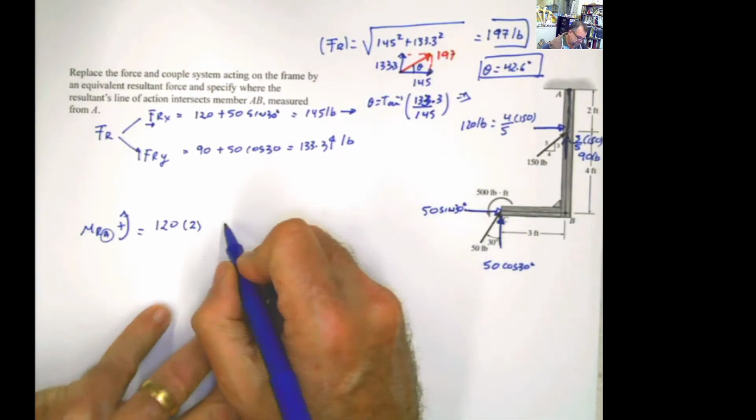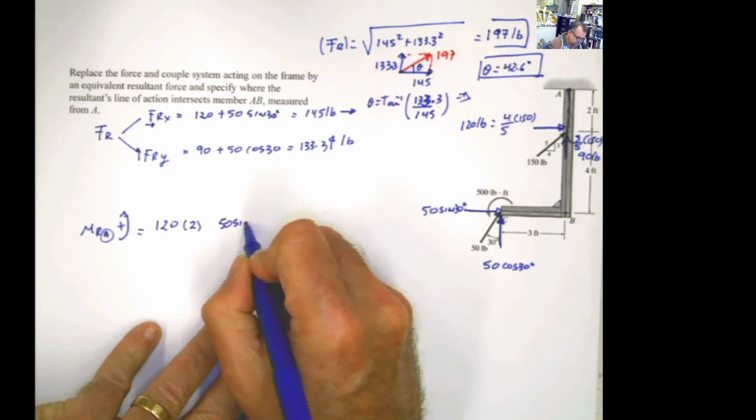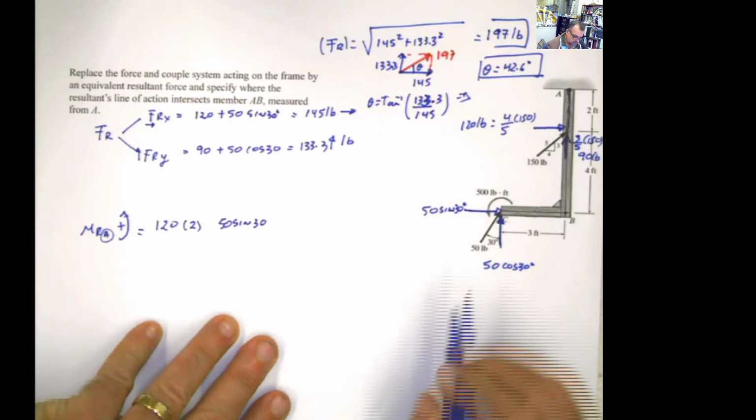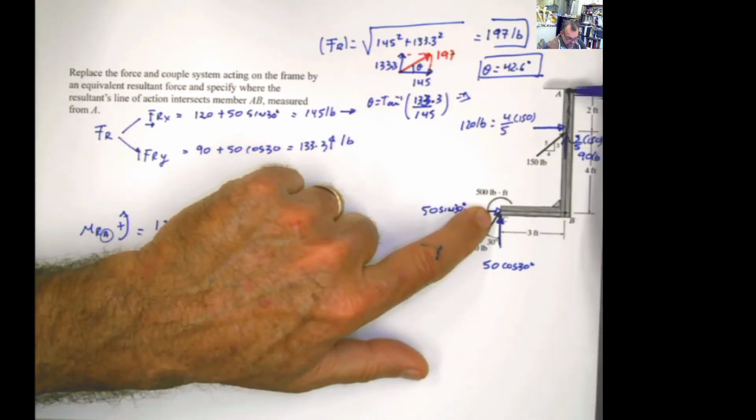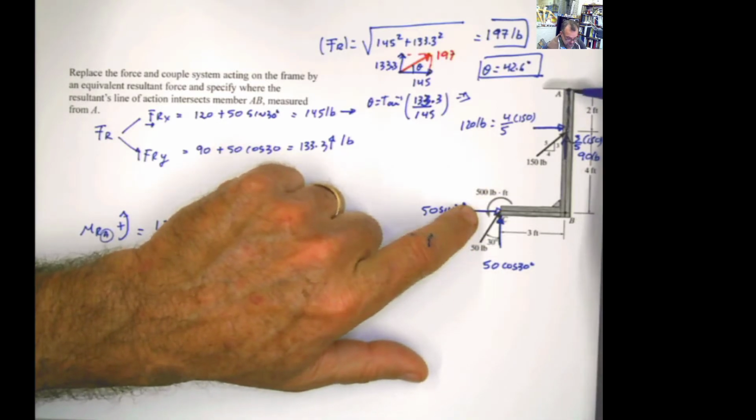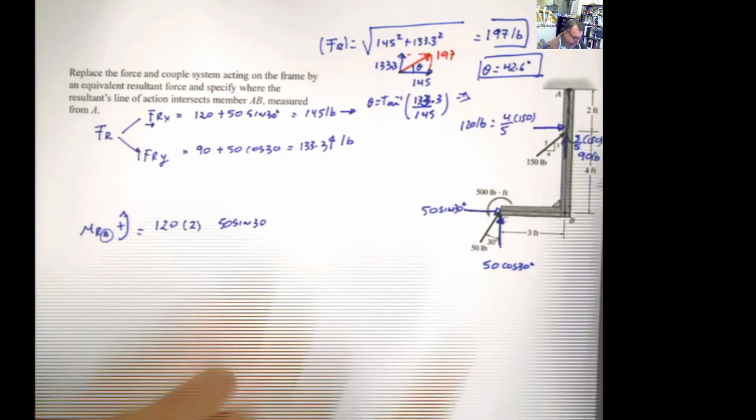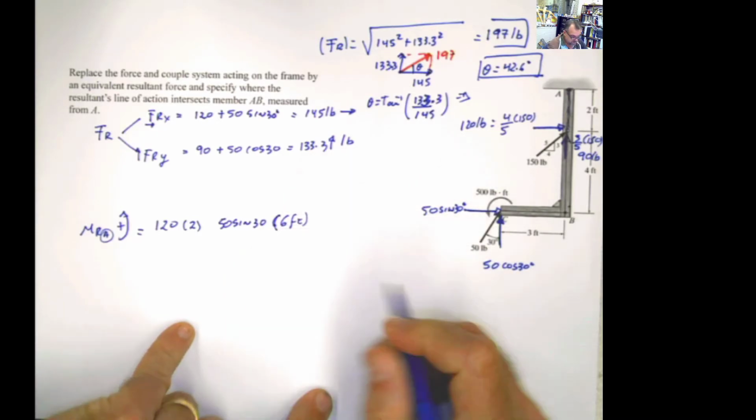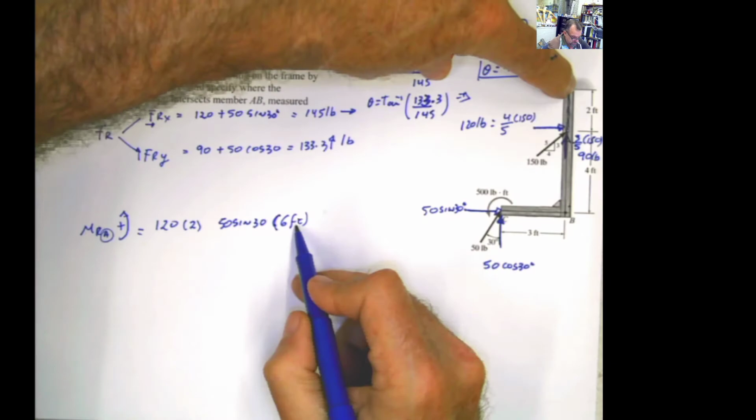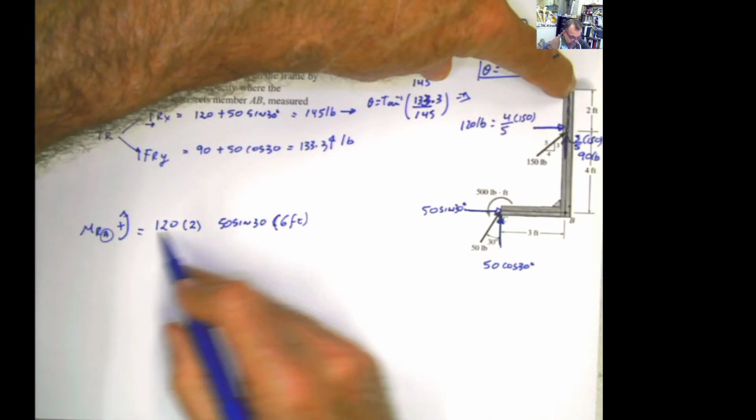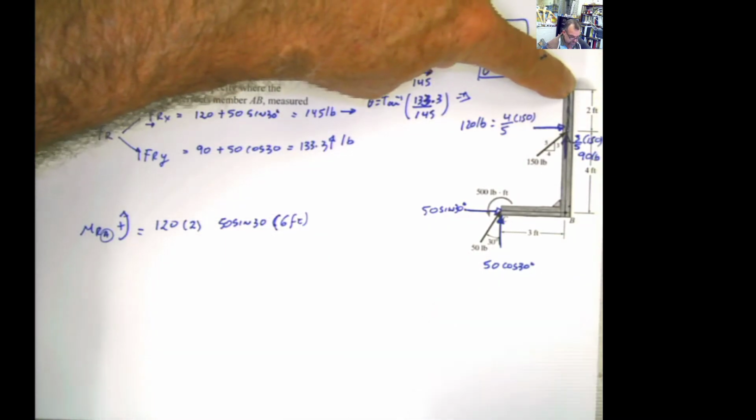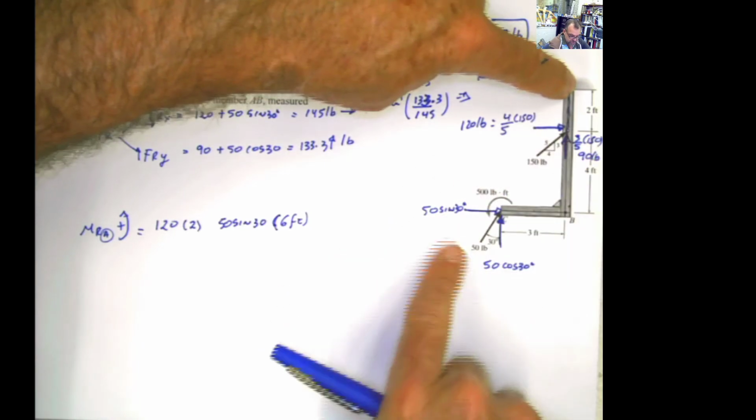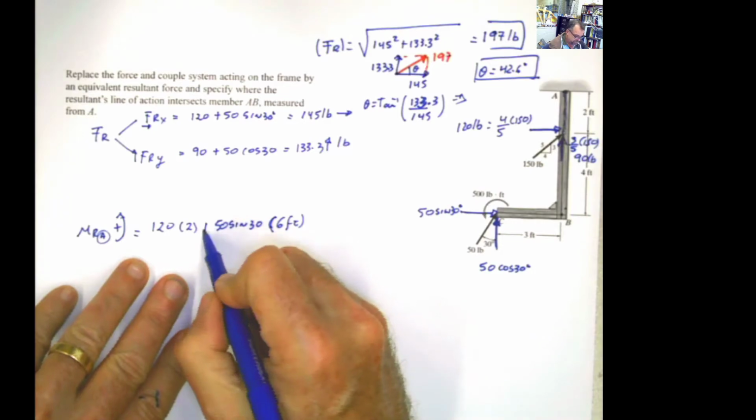Now this one is 50 sine 30, and this is a horizontal force. I need the vertical distance between this and the point A, meaning 6 feet. And I don't know why I put feet here if I didn't put pounds. I have to be consistent, right? But you know me. So then I apply this force. This is going to be like that, positive, positive.